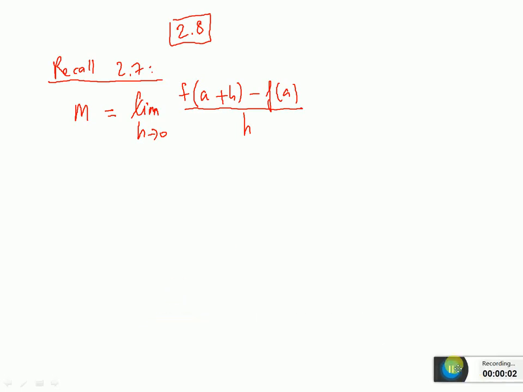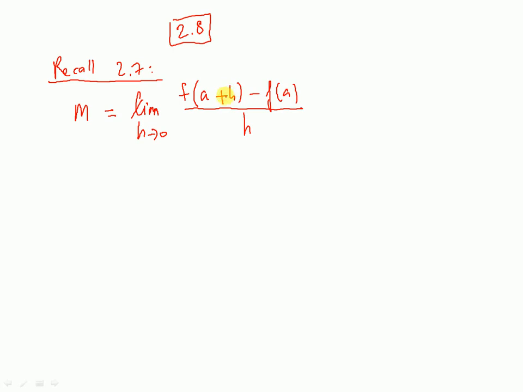Okay, let's go over section 2.8 in this video. Before moving on to 2.8, let's recall 2.7. We know that the slope of the tangent line is the limit of f(a + h) minus f(a) over h when h approaches 0.